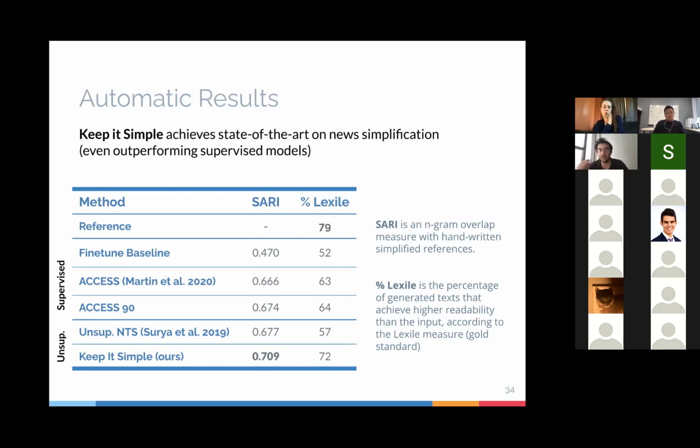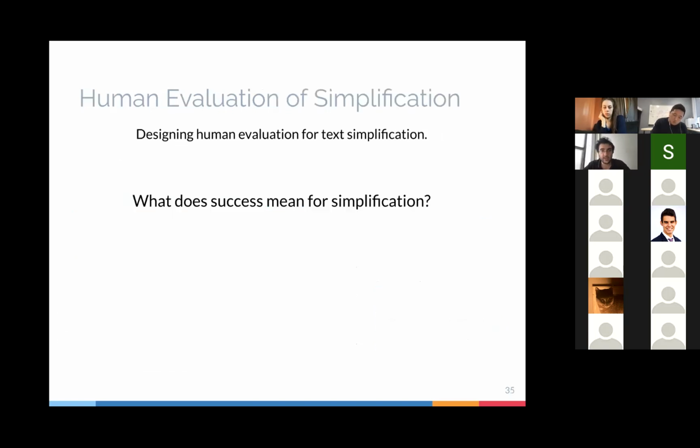And so we manually did an inspection, and the reference Newsela rewrites decreased Lexile score 80% of the time. And we got pretty close, 72% of the time, whereas the other models did worse. So we were pretty happy with the automatic results. But the focus of the evaluation for us was trying to figure out how to do human evaluation for simplification.